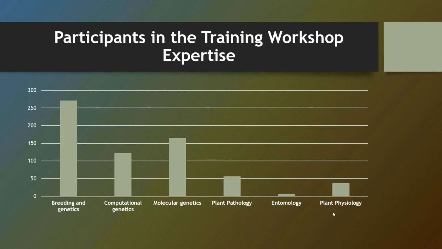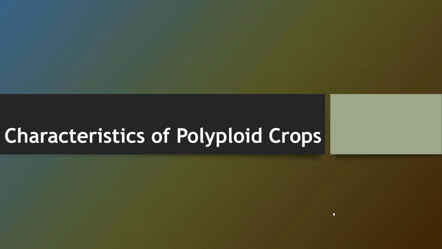If you look at the participants' expertise, you can see breeding and genetics is the most common one. And in this, you could list various expertise for every person. So you have quite a few, more than 350 entries here. But again, computational genetics, molecular genetics are one of the most important ones. And then plant pathology, entomology, plant physiology. Again, breeding programs work with a wide range of people to make it work.